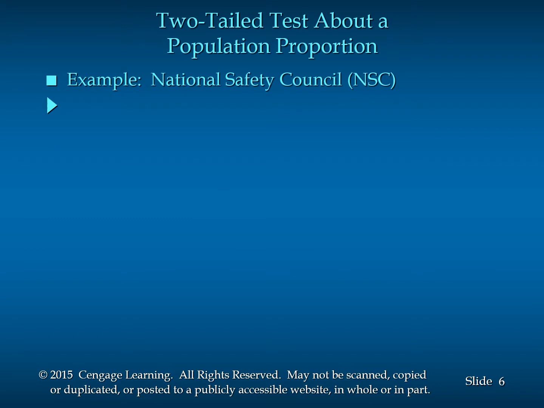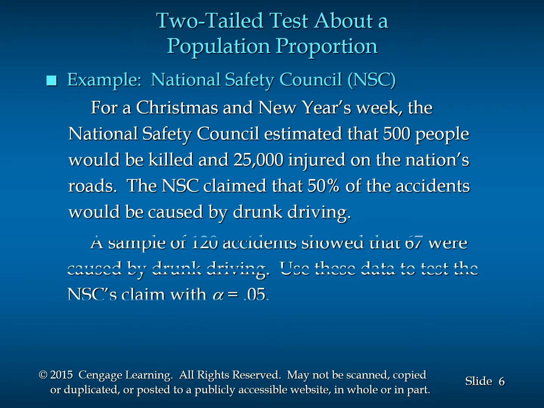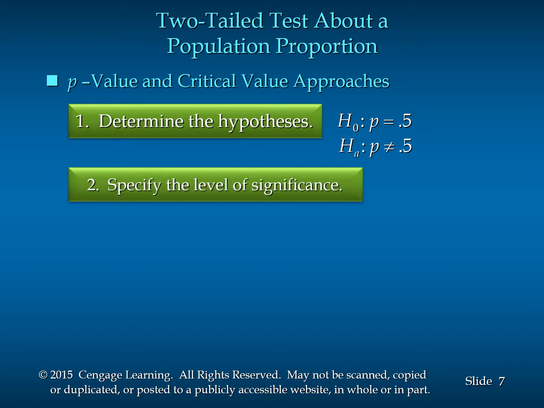Let's demonstrate with an example. Consider a proportion of highway accidents. A sample of 120 is taken. We find that 67 out of the 120 were caused by drunk driving. We want to do a hypothesis test at a significance level of 0.05. We state the null and the alternative hypotheses. The null hypothesis is the proportion is equal to 0.5. The alternative is it's not equal to 0.5.